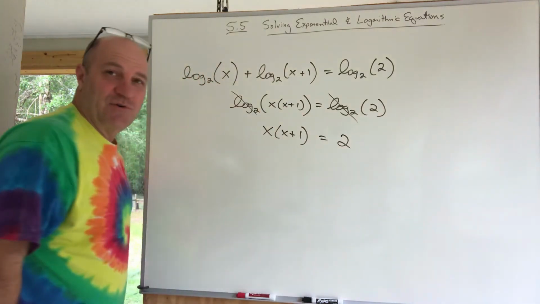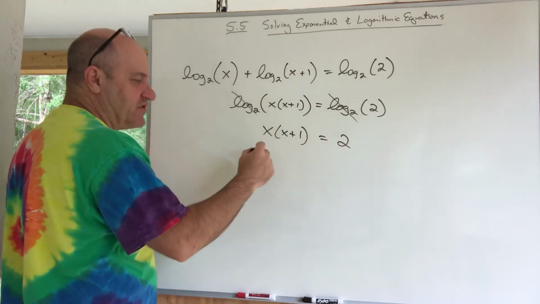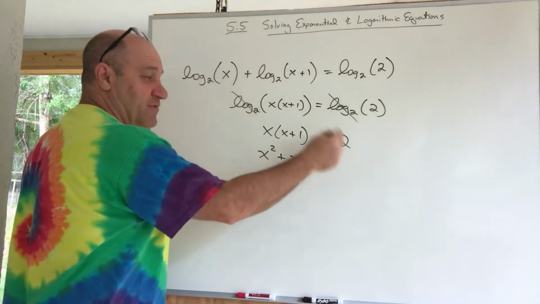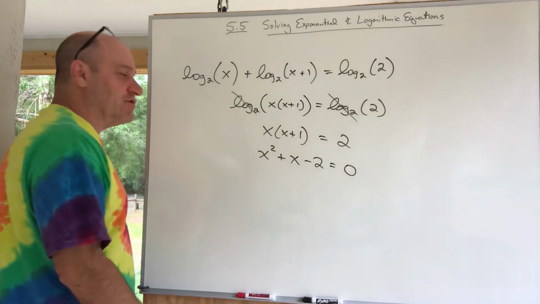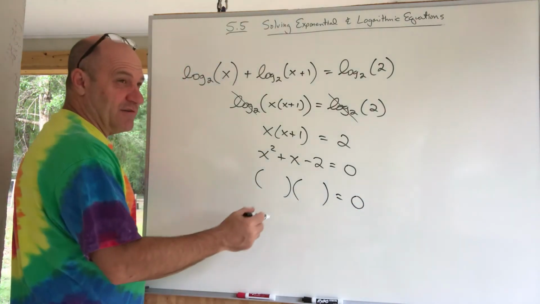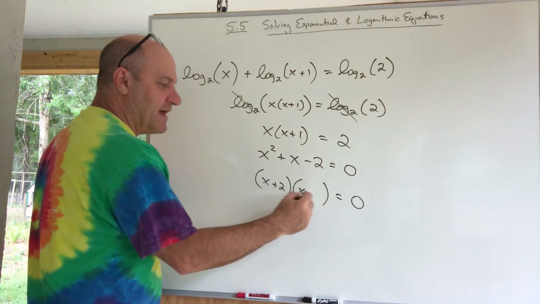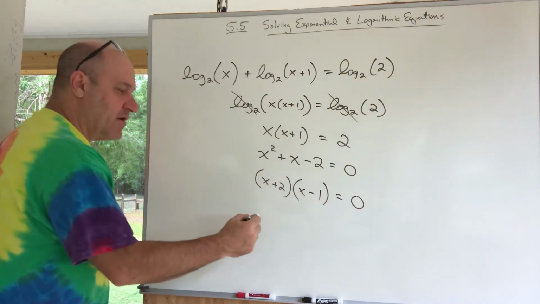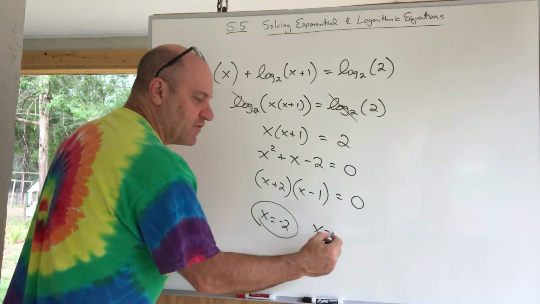And now I'm back to doing kind of old chapter 3 algebra. If I distribute this, it's a quadratic equation. x squared plus x, I should move the 2 over. If it's quadratic, I should get it equal to 0. I should factor. I think it factors, or I could do the quadratic formula. x plus 2 and x minus 1 are the factors. Set each factor equal to 0. We get our answers. x equals negative 2 comes from that. x equals 1. There you go.